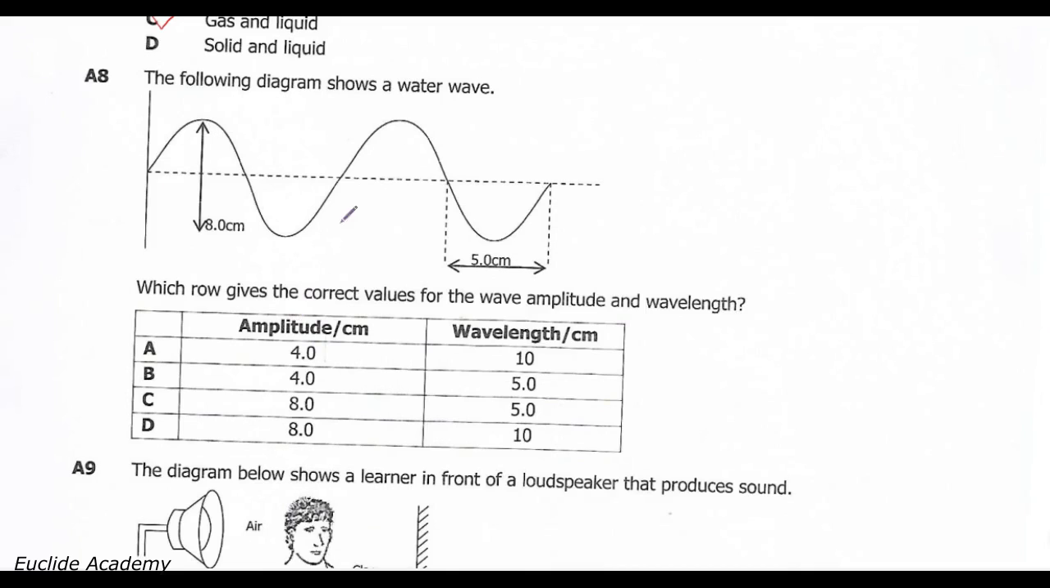8. The following diagram shows a water wave. Which row gives the correct values of the wave amplitude and wave length?